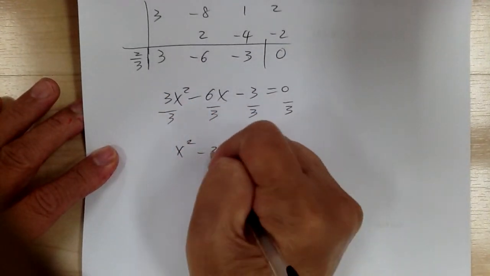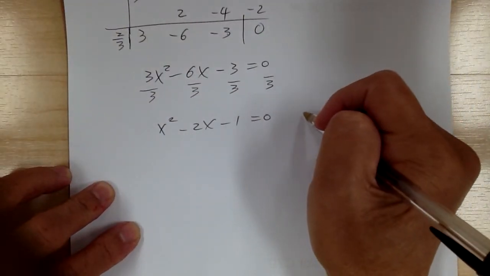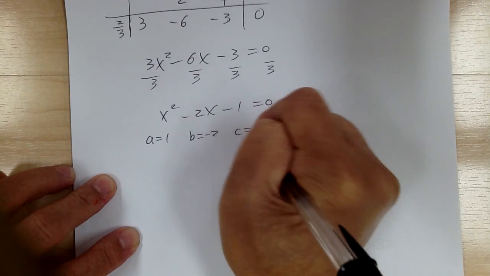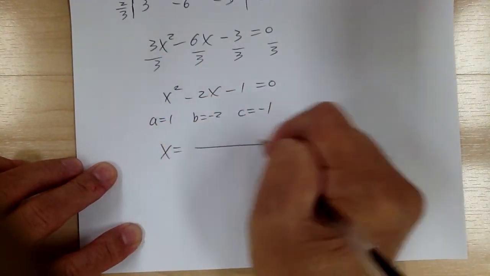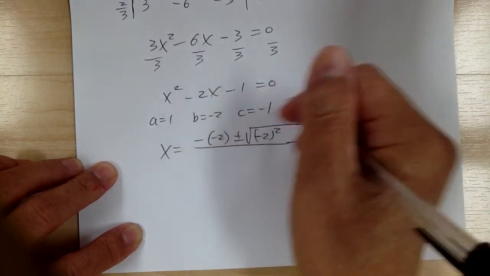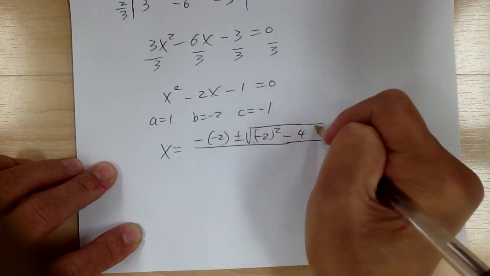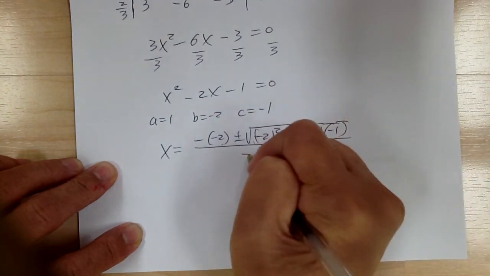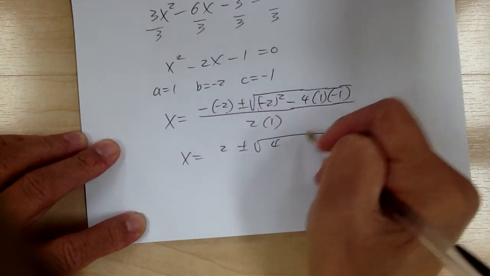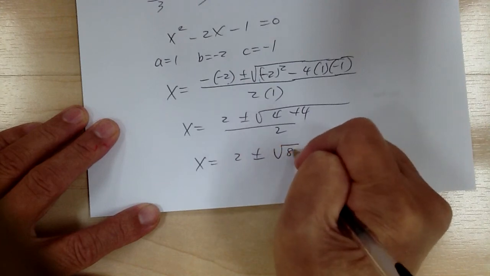So you get x^2 - 2x - 1 = 0. Okay, and you can check that factoring is not going to work, so you have to use the quadratic formula. So a = 1, b = -2, c = -1. So x = (-b ± square root of b^2 - 4ac) over 2a. You can do the substitution first, don't worry about simplifying. So x = (2 ± square root of 4 + 4) over 2. So x = (2 ± square root of 8) over 2.